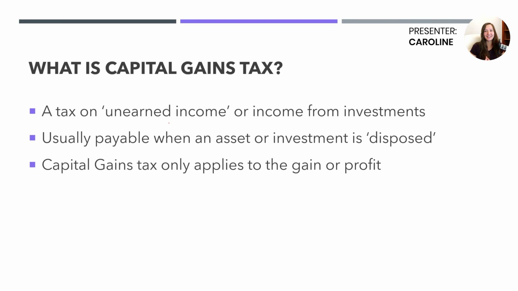So first things first, what is capital gains tax? It is essentially a tax on unearned income. So you've got earned income, the income that you normally receive as a direct result of working. Unearned income, on the other hand, is income earned from investments. So for example, when you sell or dispose of an asset, and HMRC refers to it as disposing of assets, and we'll have a look at this definition in a second. And more specifically, capital gains tax only applies to the gain or the profits when you sell the asset.